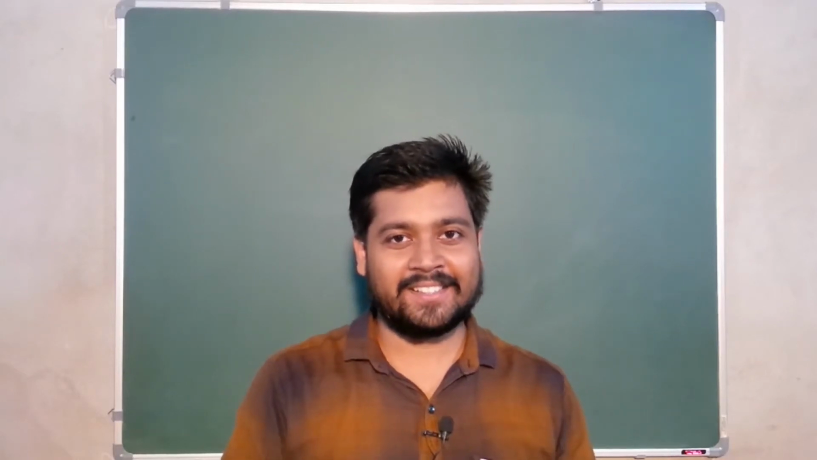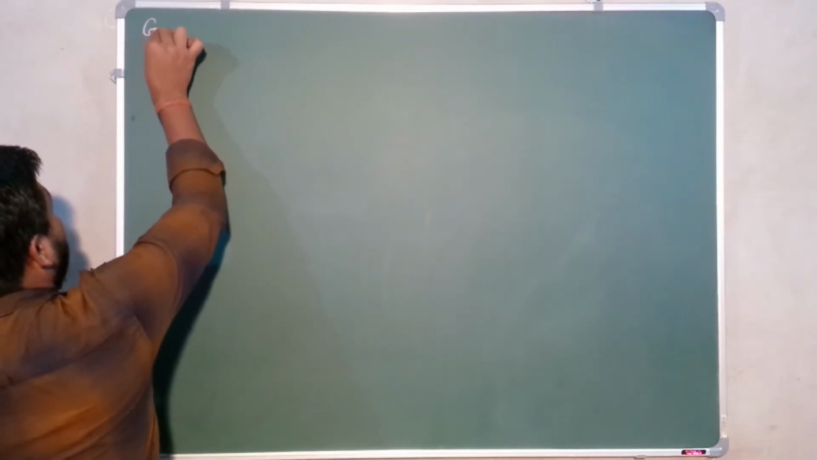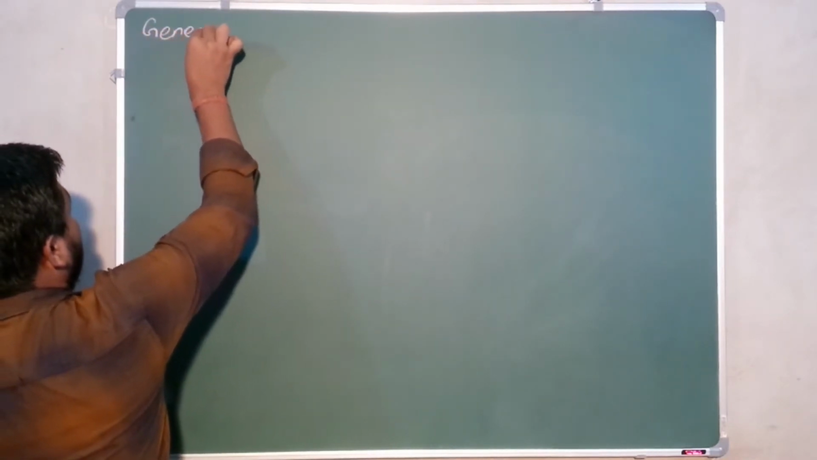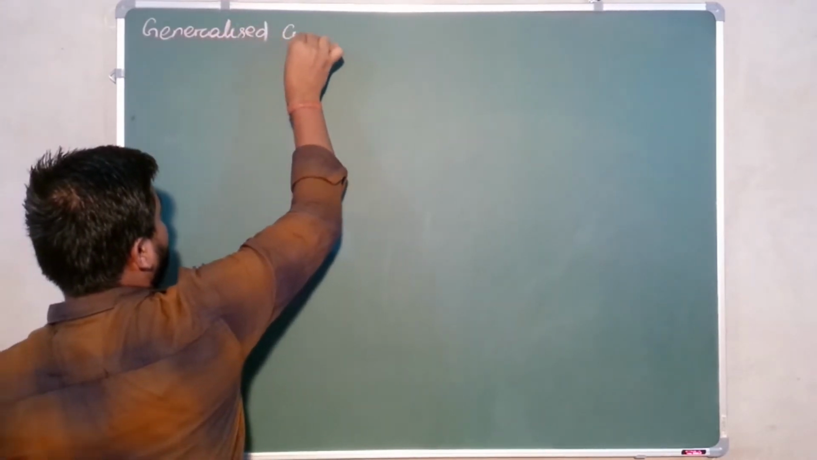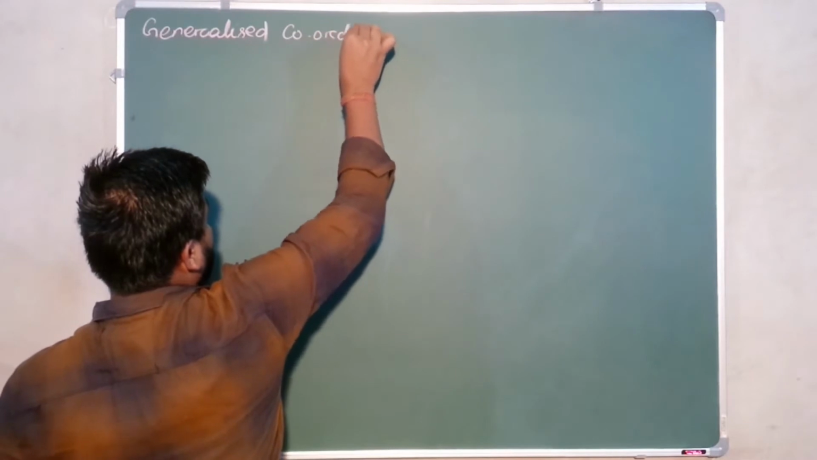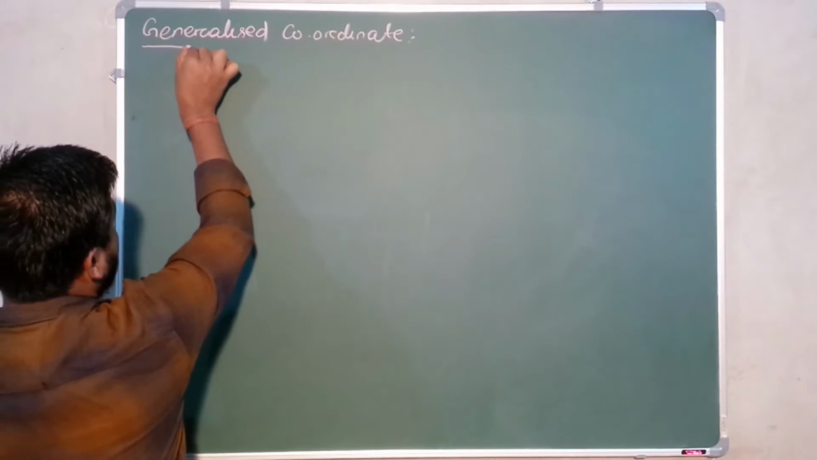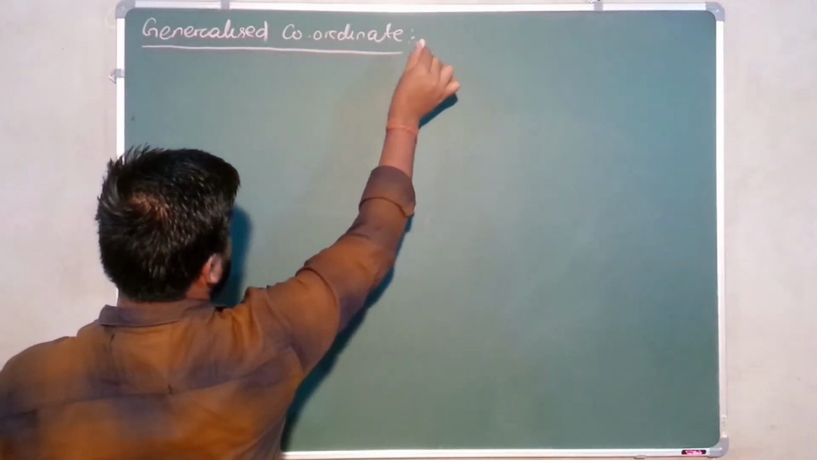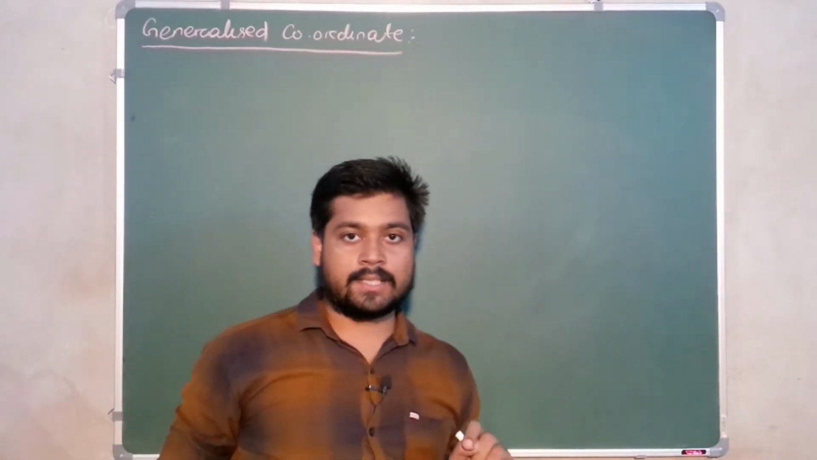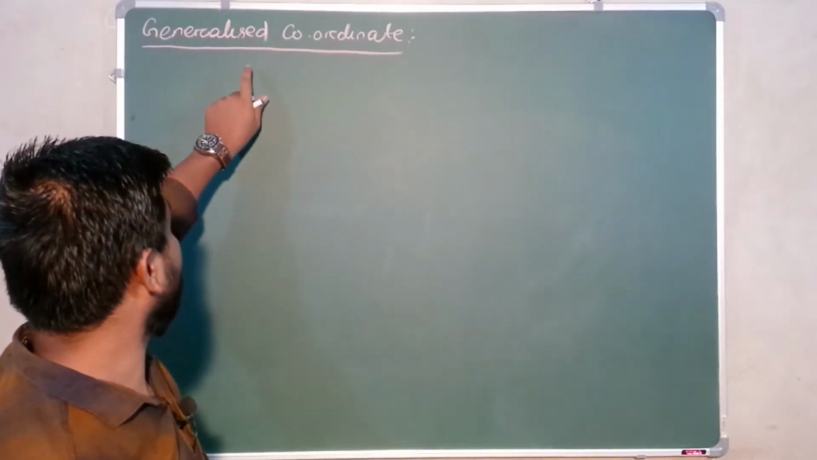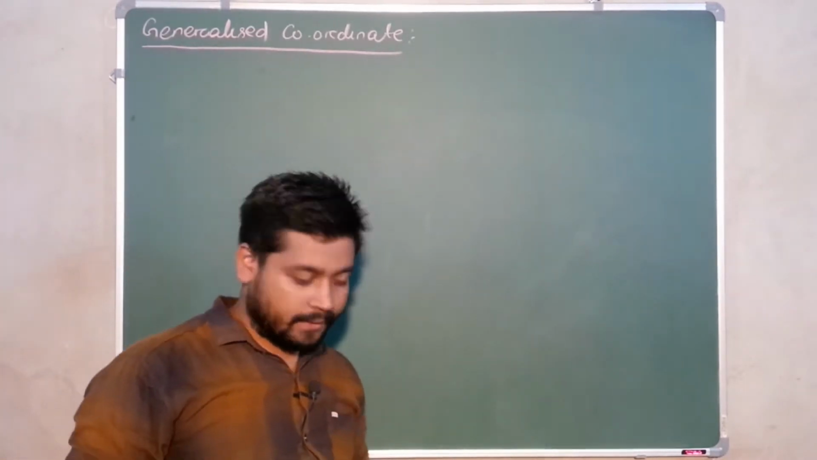Let us start the lecture on generalized coordinate. In the previous lecture, we already discussed the drawbacks of Newtonian mechanics, then degrees of freedom, then constraints, and then we have generalized coordinate. Okay, what is the generalized coordinate?